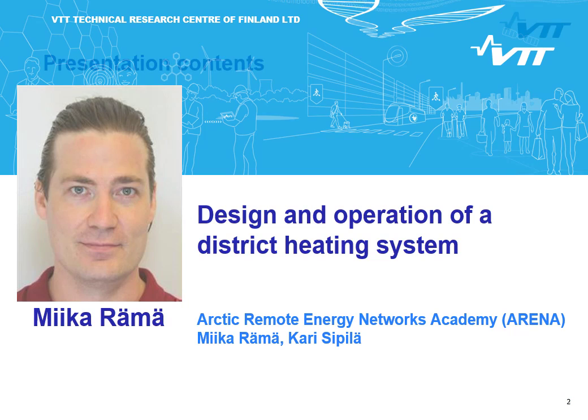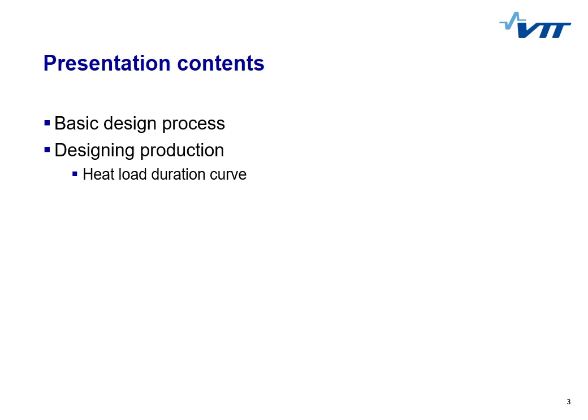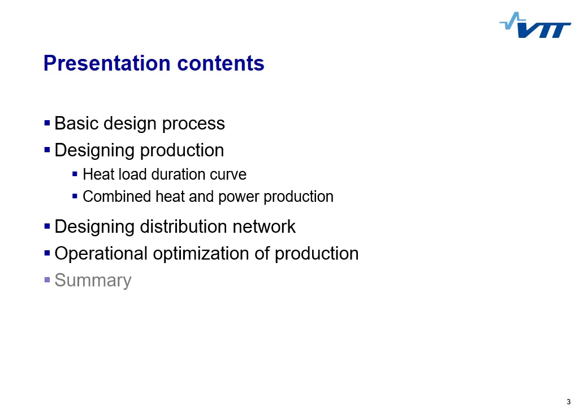The presentation contents. First, I'm going to describe the basic design process, then give some details on designing production and the concepts of heat load duration curve and combined heat and power production. Then I'm going to talk to you about designing distribution network, then something on operational optimization of production, and then finally we'll conclude with a summary.